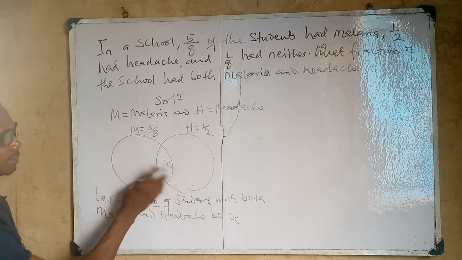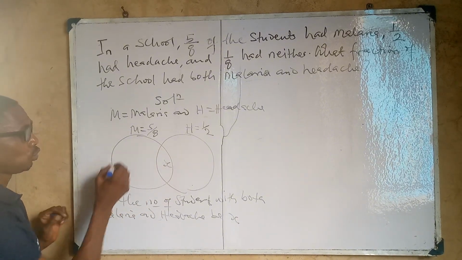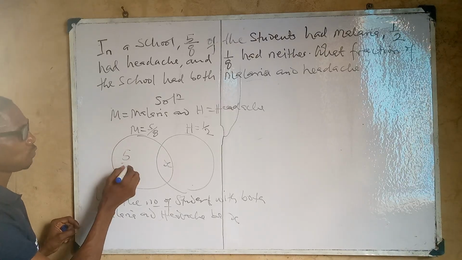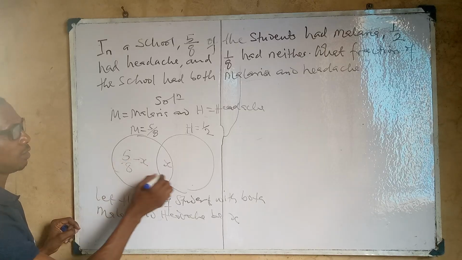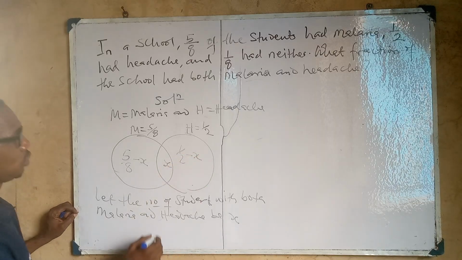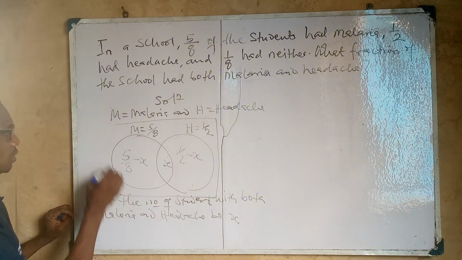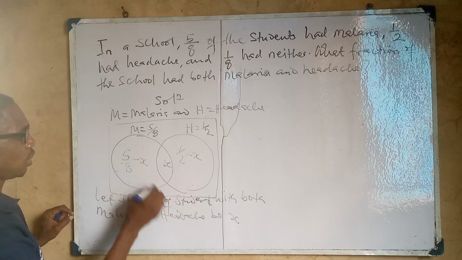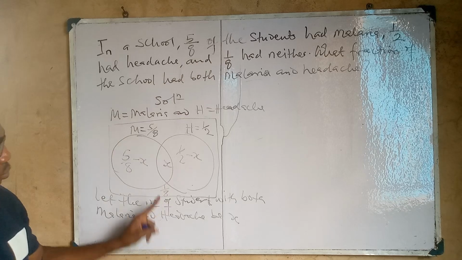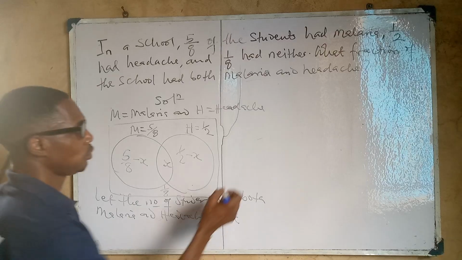Remember that this is an intersection between malaria and headache. So they are still part of those with each one. If you want to get only malaria, it's 5/8 minus x. Then only headache is a half minus x. All right, these are the Venn diagram regions. Then the number of students with neither is 1/8, so it's not part of this.